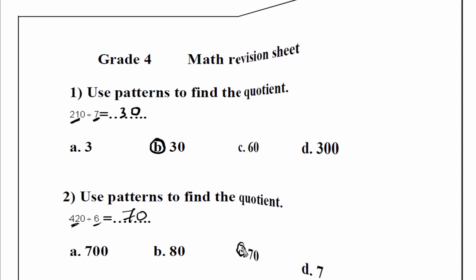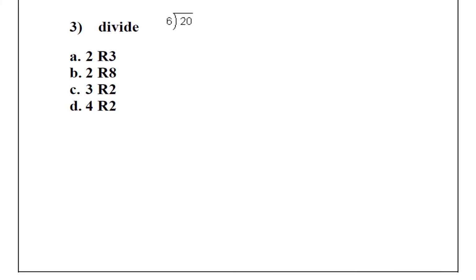The answer is question number 3. Divide. 20 divided by 6. If I ask you 20 divided by 6 equals what? Just we are looking for a number times 6 that will give you a number close to 20. This number is 3. 3 times 6 equals what? Equals 18. Write a line, subtract. 20 minus 18, it will be 2. So the remainder here will be 2. So the quotient will be 3 with remainder 2. The correct answer is C.